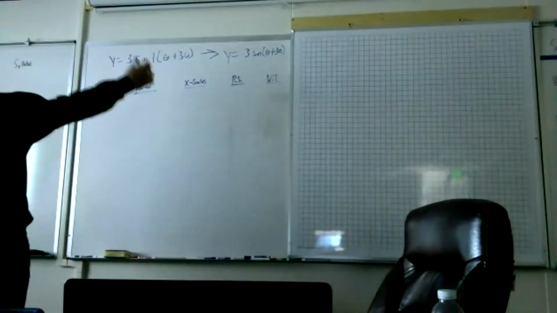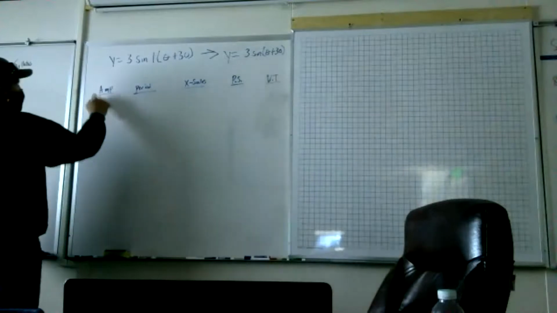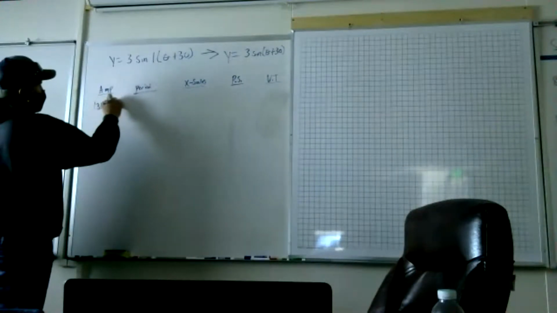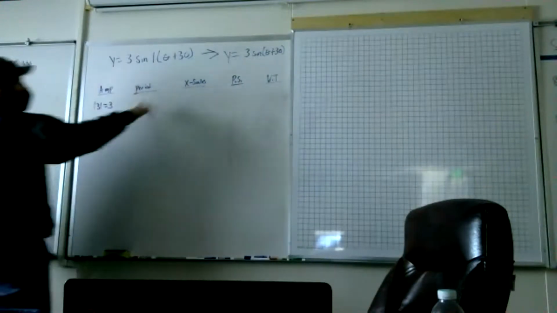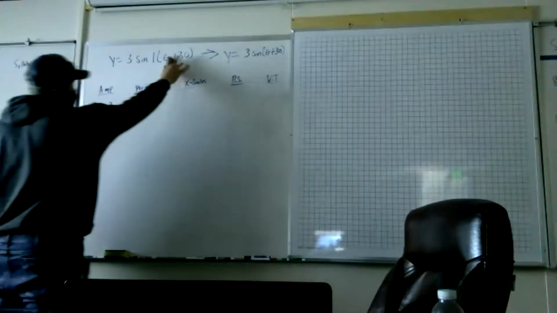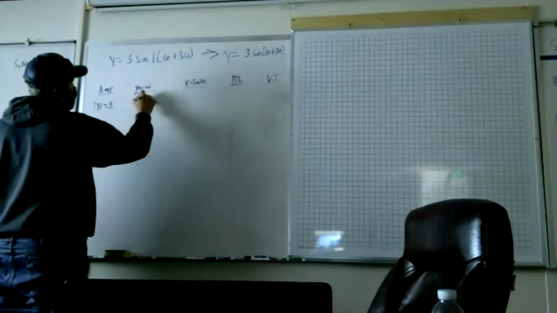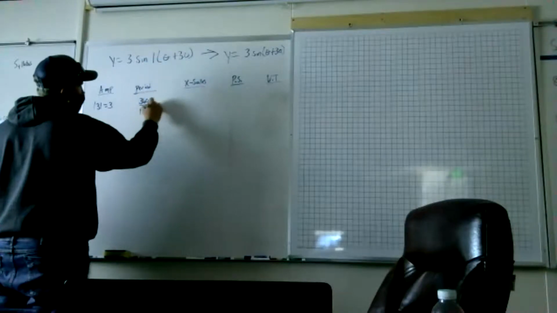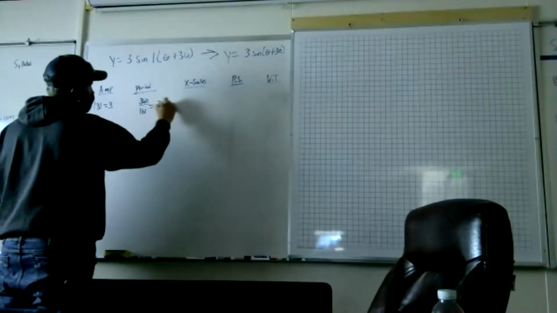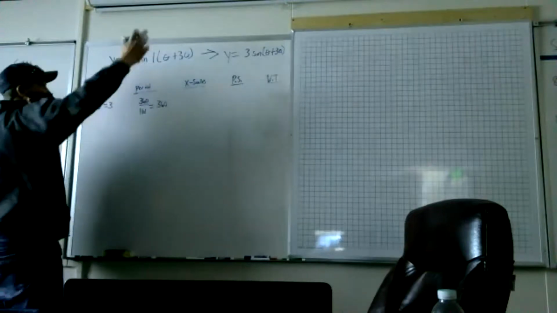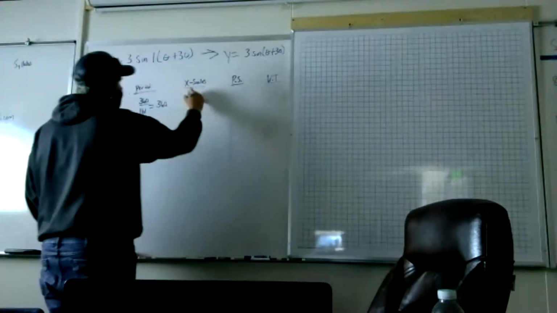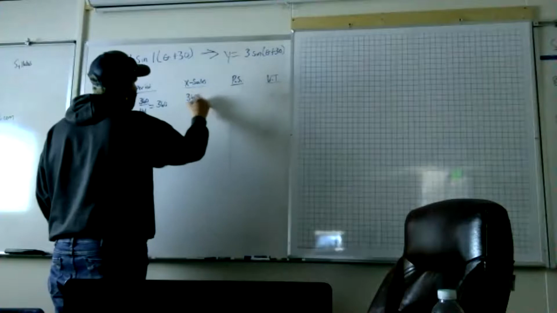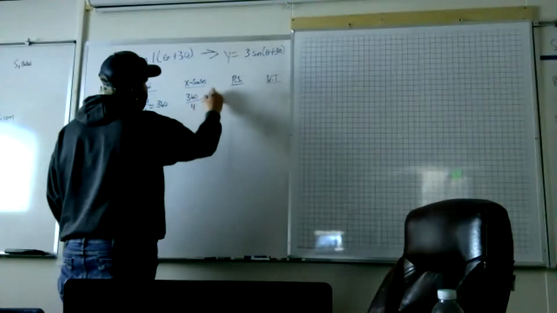Okay, amplitude still comes from A. It's the absolute value of 3, so it's just 3. Period, we're doing it in degrees. Okay, so that's 360 over the absolute value of B, which is equal to 360 because my value of B is 1. X scales, take 360, the period you just found, divide it by 4, you get 90.